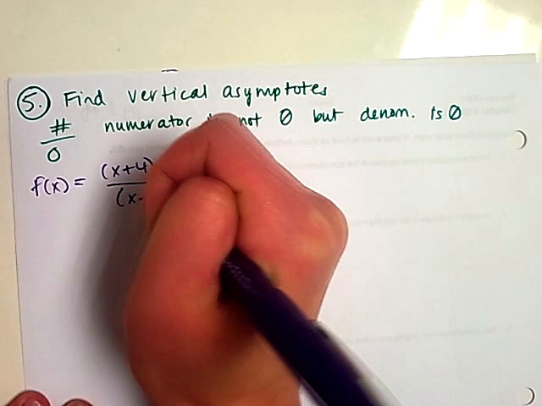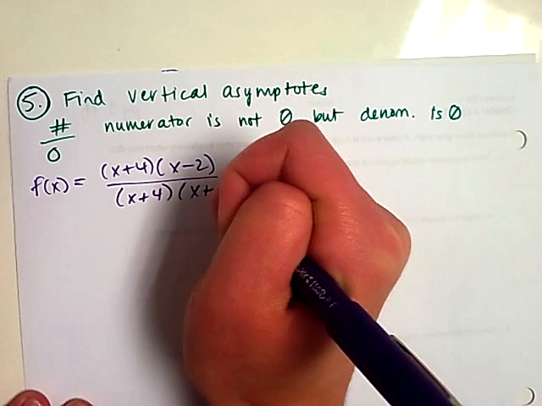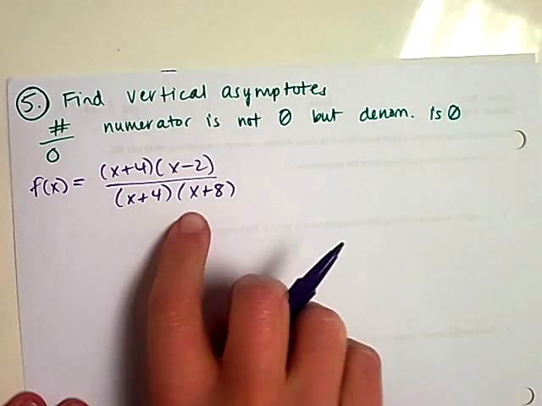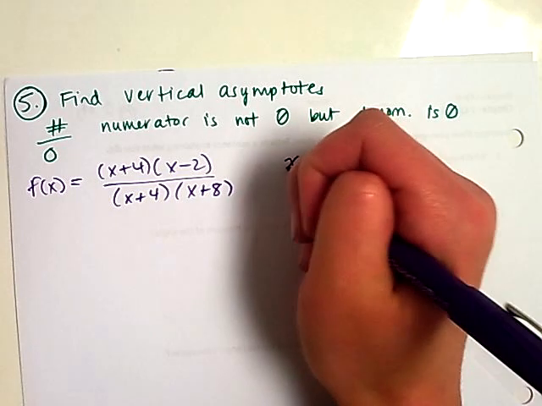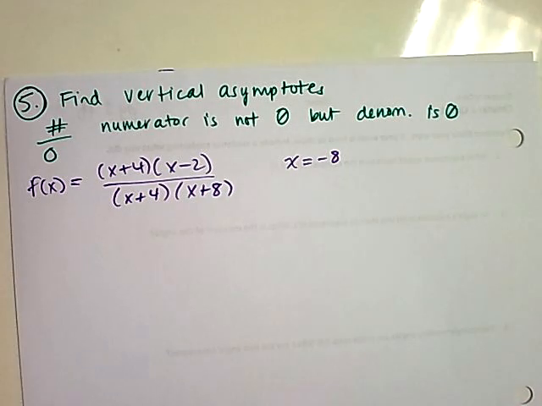And if you look at our example, back to our factored form, which is more useful, that's only going to happen with the factor of x plus 8 in the denominator. So the x value that makes that factor equal to 0 is going to be x = -8. So I know that that is going to be my vertical asymptote.